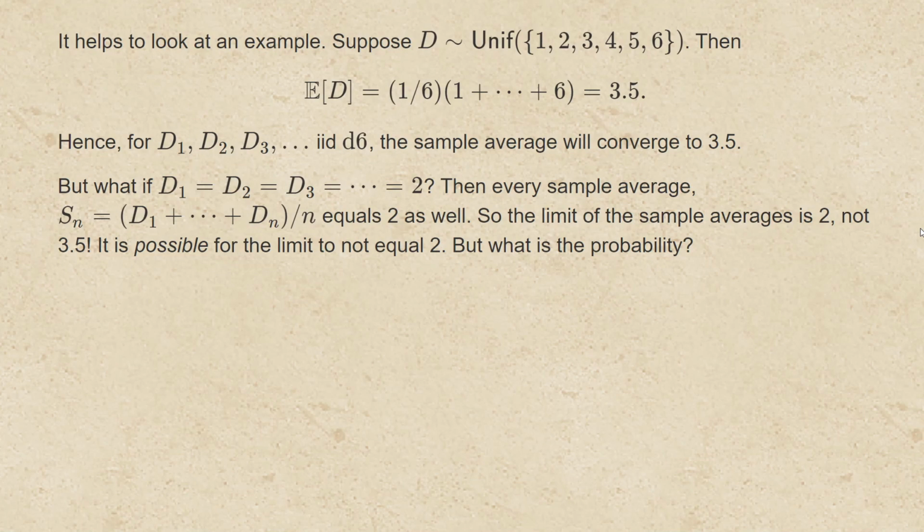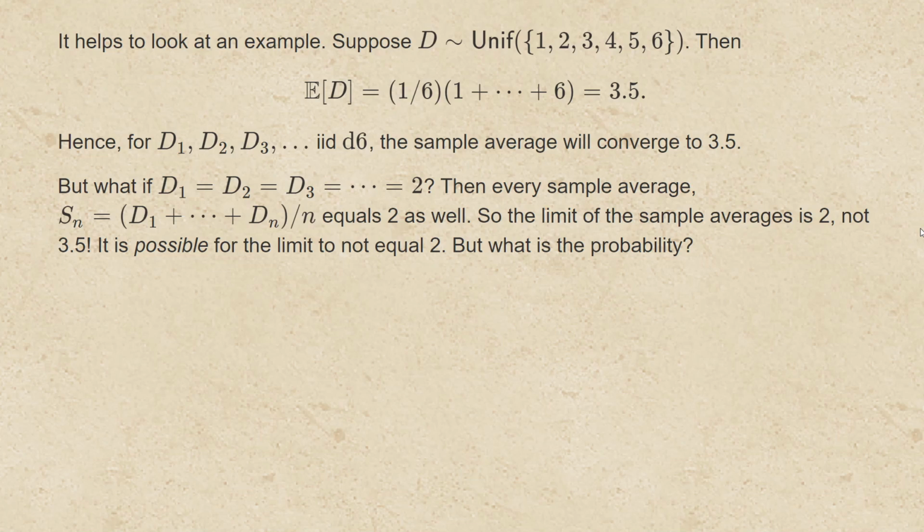Suppose that D is the roll of a fair six-sided die. Then the mean of D will be 1/6 times 1 plus 1/6 times 2 and so on up to 1/6 times 6, which adds to 3.5. Hence, for an IID sequence of fair six-sided die rolls, the sample average will converge to 3.5.